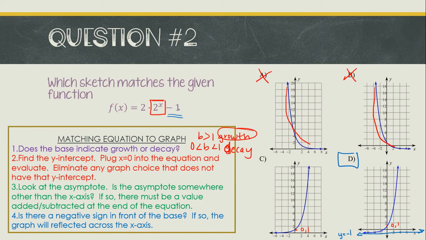Now, if there's no number here, like let's just say that this was gone, okay, if there's no number at the end, then your asymptote is always going to be at y equals 0. Okay, so if you have an example where there is no number added or subtracted at the end, then it would look like choice C, where my asymptote is right at the x-axis, okay?